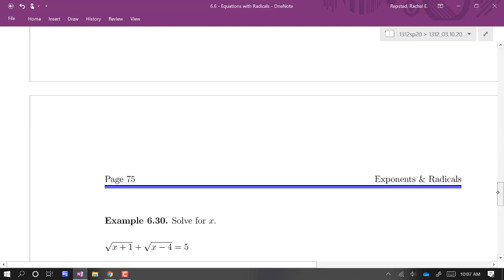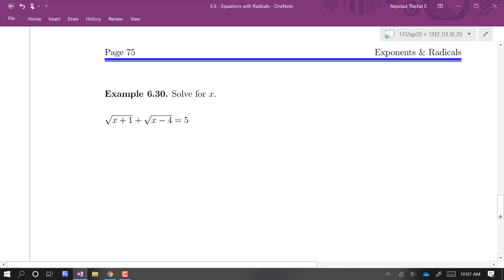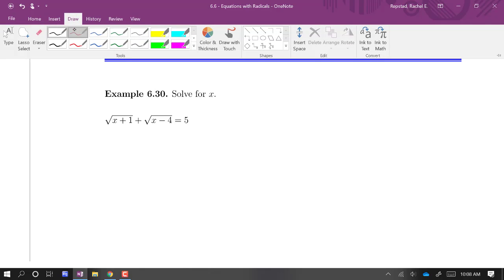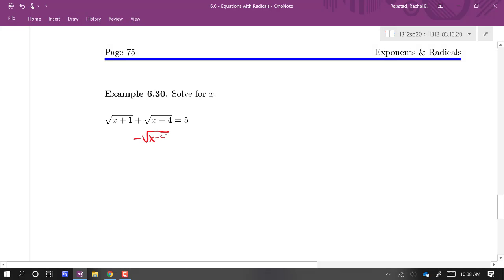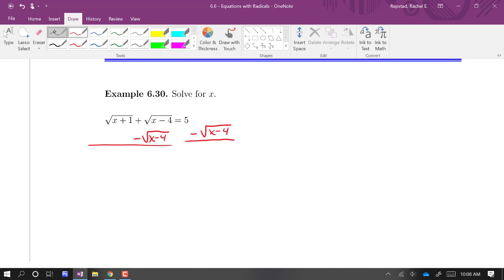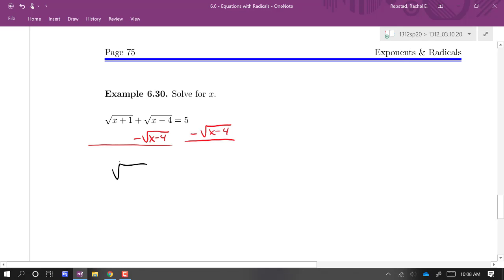Let's do another one. So here's an equation that's got a couple radicals that we're adding together. I need to isolate a radical first. Pick one to isolate. It really doesn't matter which one we attack first. So isolate the square root of x plus 1 first. So subtract the square root of x minus 4 first. So we have the square root of x plus 1 equals 5 minus the square root of x minus 4.